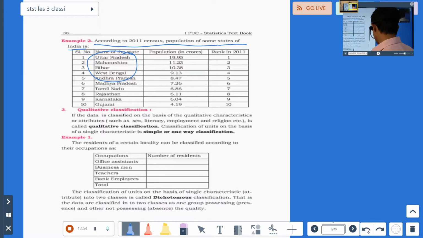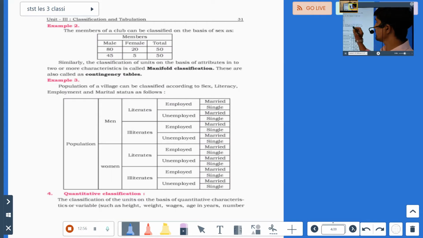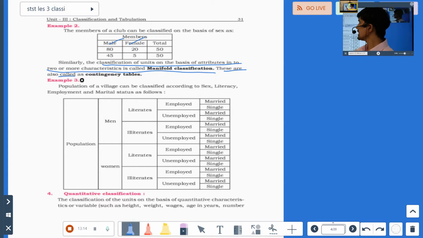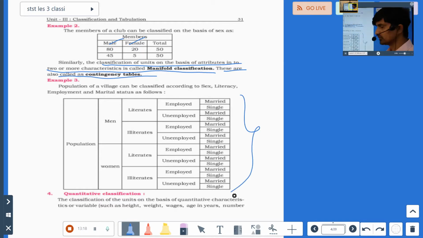Next, you have been given an example. See here, members can be classified on the basis of sex: male, female; male, not male. Instead of writing not male, you write female. And similarly, the classification of units on the basis of attributes into two or more characteristics is called manifold classification. These are also called contingency tables. So this is a contingency table, because they have classified into two or more characteristics here.